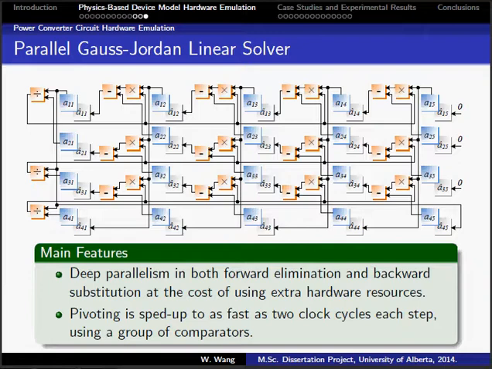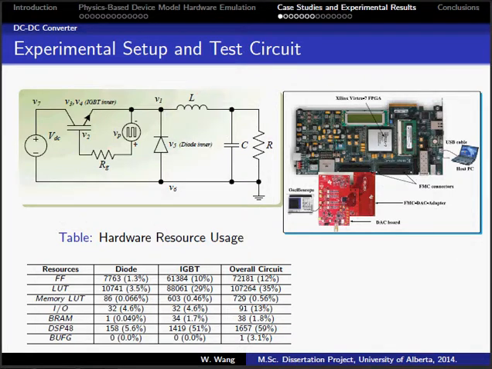The experimental setup is shown in the right figure. The Zynq Virtex 7 FPGA is applied, which is connected to the DAC boards by FMC connectors. The DAC boards in turn connect to the oscilloscope. The test circuit is a DC-DC buck converter. From the hardware resource usage table, we can see most of the hardware resources contribute to the design of the IGBT.